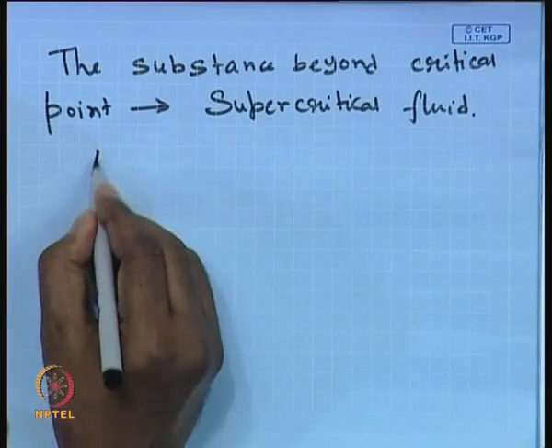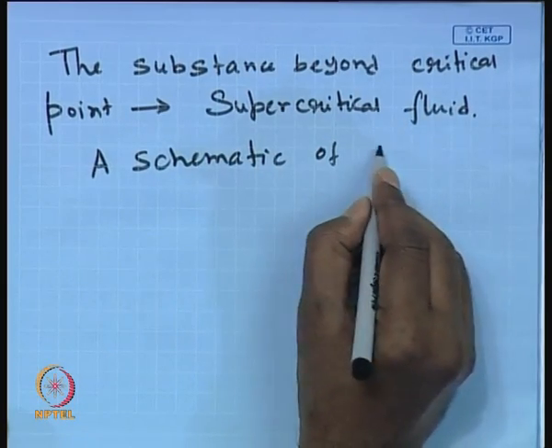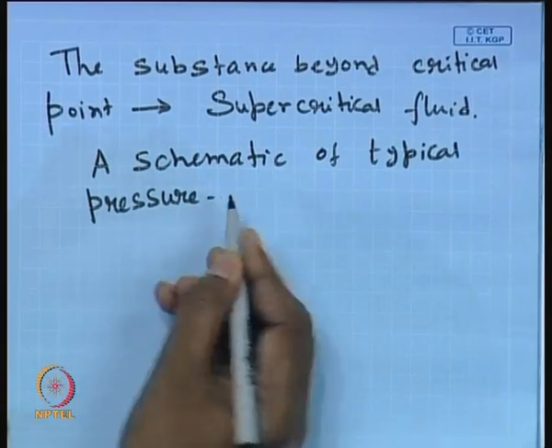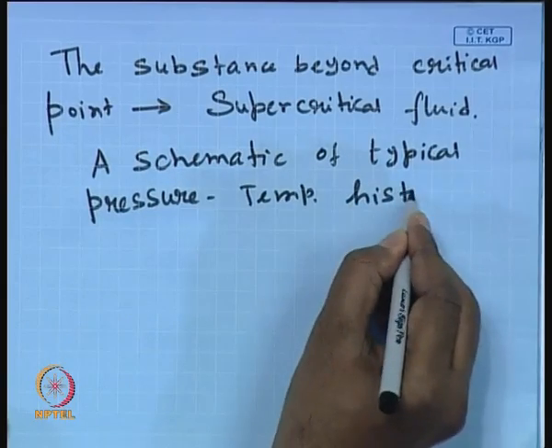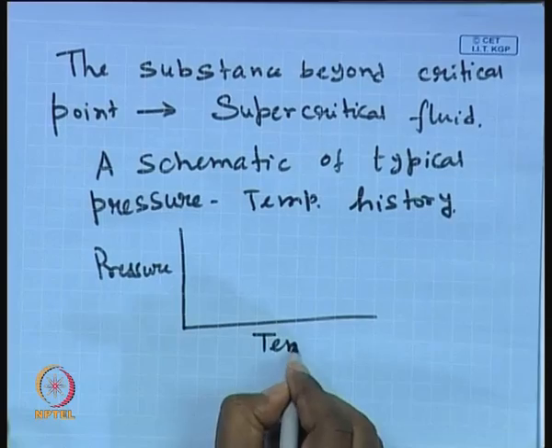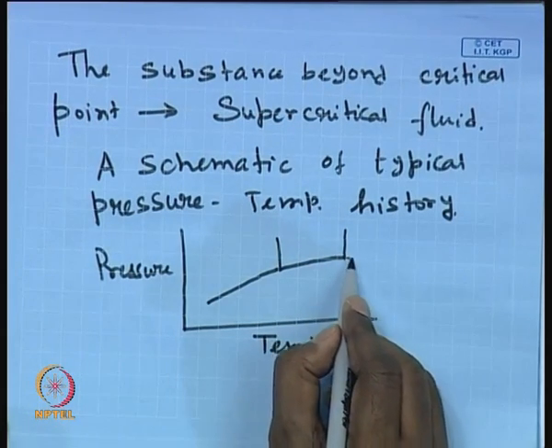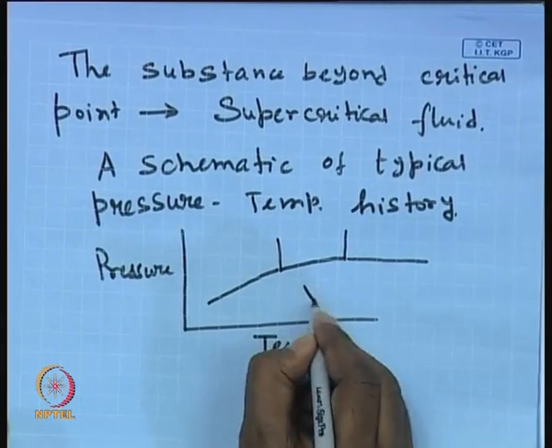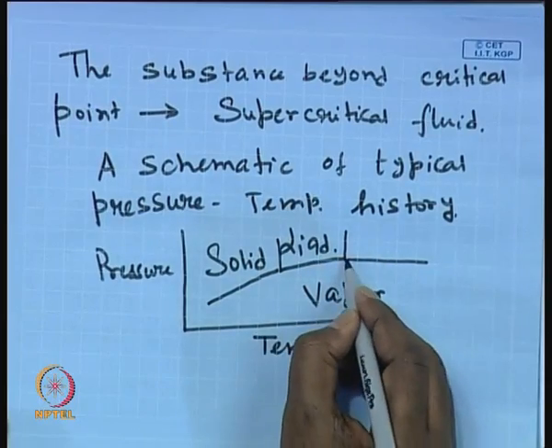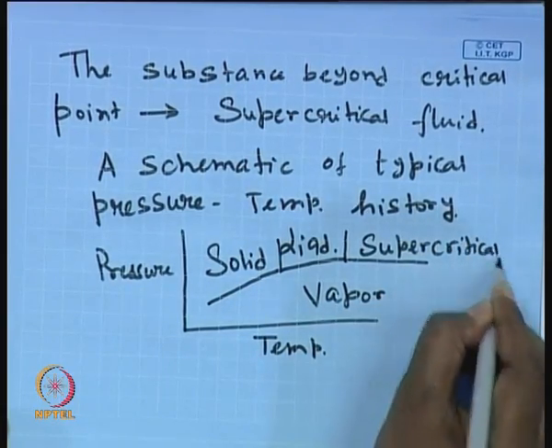Now, I will give a schematic of a typical pressure temperature history of a substance. This is the pressure, this is temperature, this is the solid phase, and then you can have a liquid phase, and beyond this critical condition you will be having the supercritical regime. So, here you have a vapor phase and a solid phase, here you will be having a liquid phase, and this is the critical condition, and you cannot distinguish between the liquid and vapor phase in the supercritical regime.